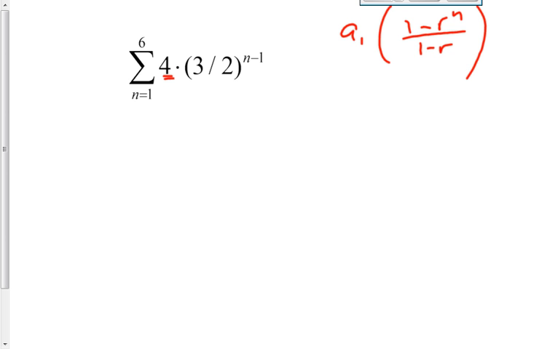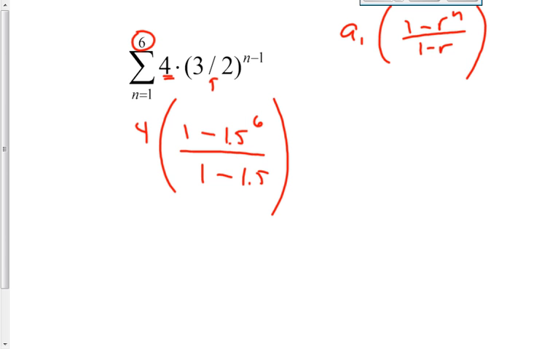First term is 4. Big parenthesis, 1 minus common ratio. My common ratio is right here, 3/2. It'll be easier to write it in as a decimal when we use our calculator. 1 minus 1.5 raised to the n. We're adding 6 terms, so it's 1.5 raised to the 6th over 1 minus common ratio 1.5.